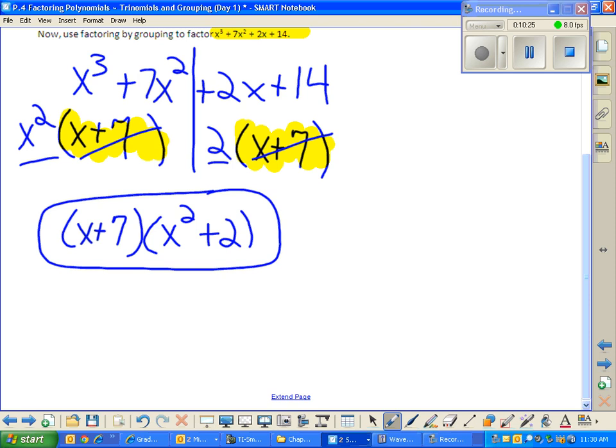If I FOIL it, I get that original 4-term polynomial back out. X times x squared is x to the 3rd. Outers is 2x, inners is 7x squared, and my last is 14. That's my original problem, so it works. Okay, questions about the steps?